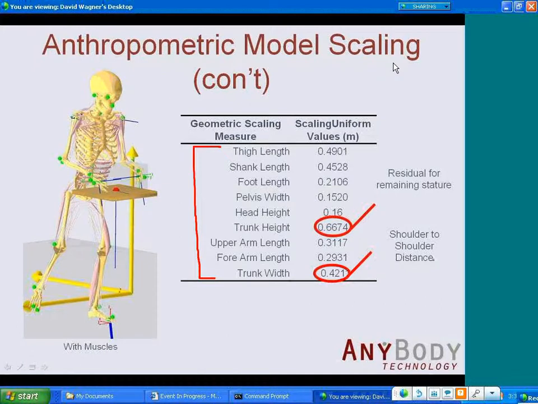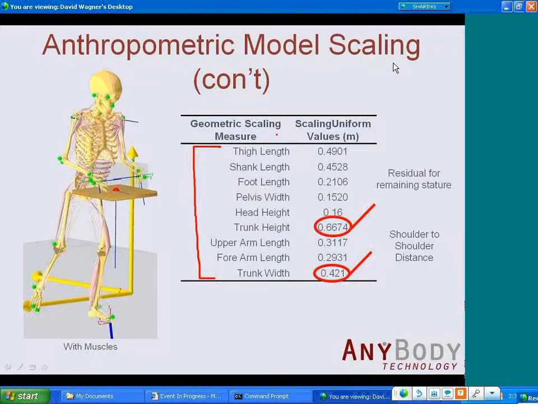And again, we also had trunk height issues where our trunk height was significantly shorter than the AnyBody model was requiring. So we ended up using a residual stature metric where we knew the height of our individual, measured the height of the AnyBody mannequin, and after scaling everything else, we matched the trunk height to make sure we achieved a stature appropriate for the AnyBody mannequin.